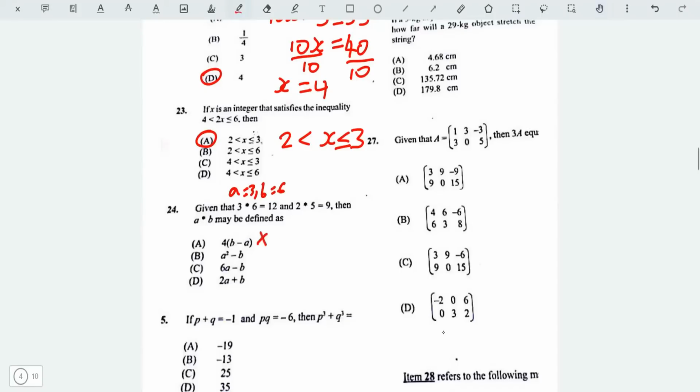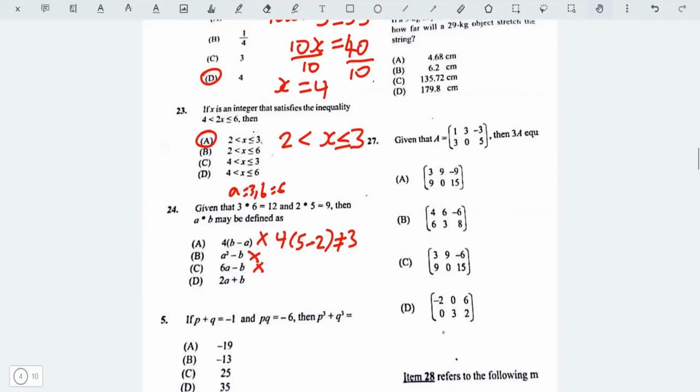That is because 4 times (5 minus 2) is not equal to 9. Let's check the second one. If A is 2, 2 squared is 4. 4 minus 5 is not 9, so B doesn't work either. Let's check the third one. 6 times 2 is 12. 12 minus 5 is not 9. This doesn't work.